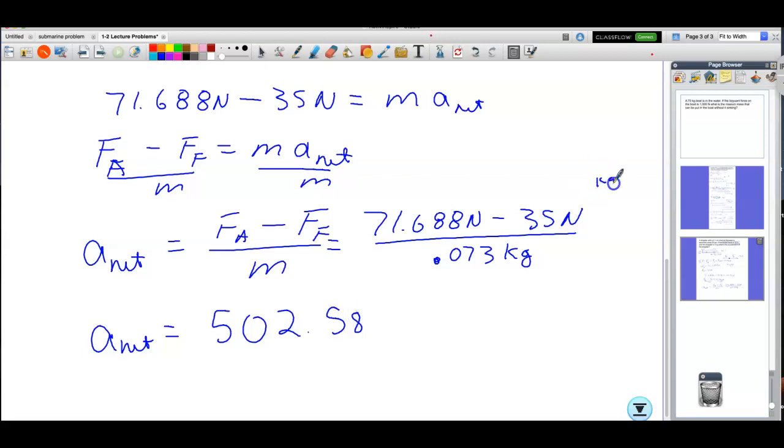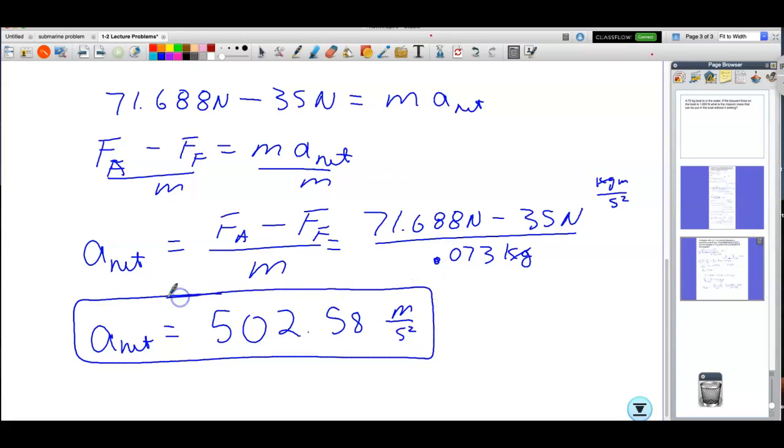So newtons are kilograms times meters over second squared. So that means the kilograms cancel. This works out to be meters per second squared. That's the units of acceleration. So that makes me feel like we're on the right track. And so there we have it. 502.58 meters per second squared. That's our acceleration if we have friction.